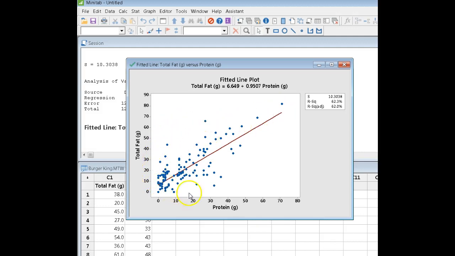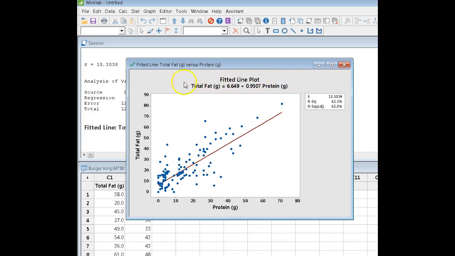I know there's a lot of spread in these points from the line, but that's to be expected because let's face it, the amount of total fat in a food item is not only determined by the amount of protein that might be in it. There's loads of other things in food that could account for the total fat. So I'm not surprised that I see a lot of scatter on this line. Okay, so generally speaking, it looks reasonably linear and it looks like a positive relationship.